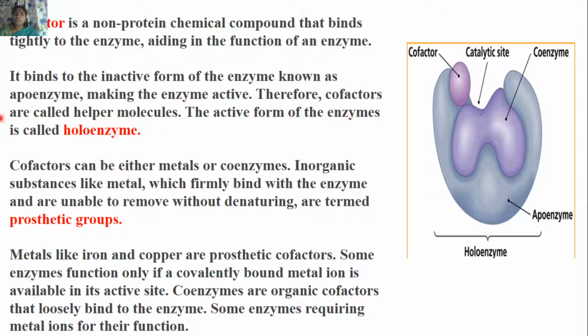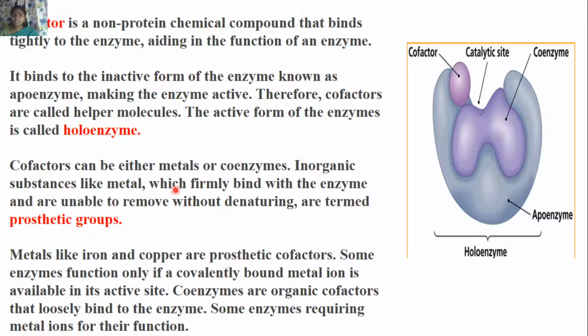Therefore, cofactors are called helper molecules. The active form of the enzyme, after binding the cofactor or coenzyme, is complete: the holoenzyme. The cofactors can be either metals or, as I told you in the previous slide, coenzymes. Coenzymes are the organic part.